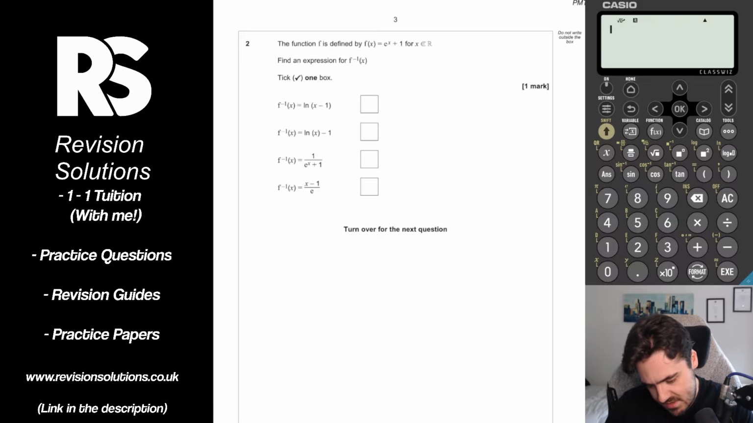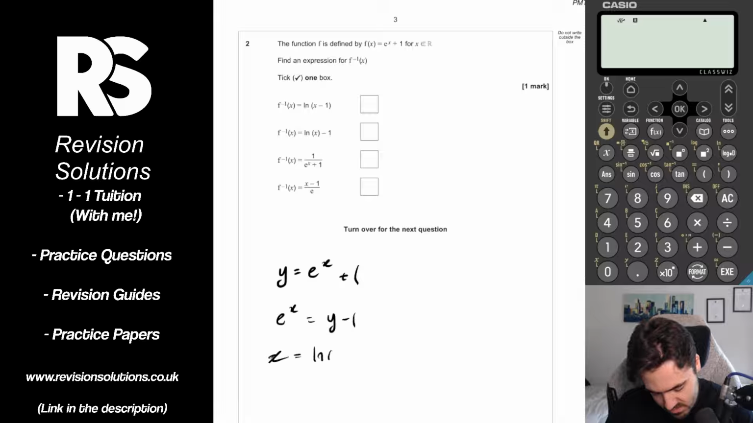Next it says the function f is defined as f of x equals e to the x plus 1 for all x element of the real numbers. Find an expression for the inverse function of x. So we're going to do this algebraically to make sure we get it right. We could write that, and then if we rearrange for x, we'd get e to the x equals y minus 1. Then x is the natural log of y minus 1. And then to get the inverse, we just swap the x and y around, so that'd be y equals the natural log of x minus 1. That'd be the first option here.